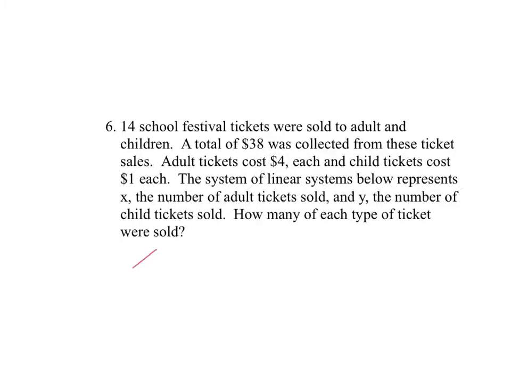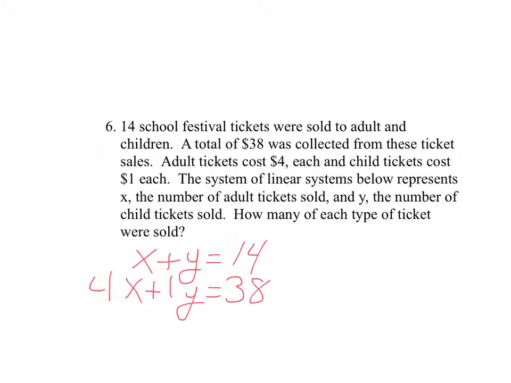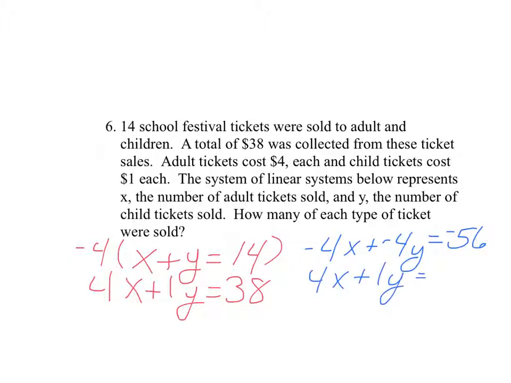With this problem, so many adult tickets plus so many children tickets were sold for a total of 14 tickets sold. $4 for the adult tickets plus $1 for the kids' tickets equaled a total of 38. We want to know the amount of each ticket sold. So I'm going to multiply this top equation by -4 because I'm going to get my x's to cancel out again. So -4x plus -4y equals -56. And then I have 4x plus 1y equaling 38.